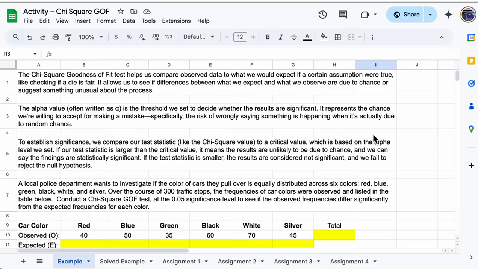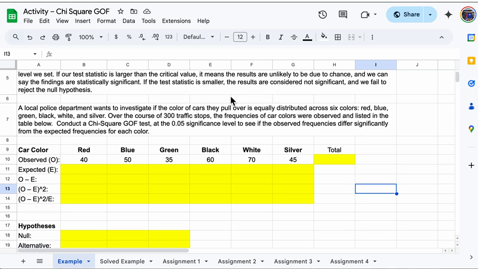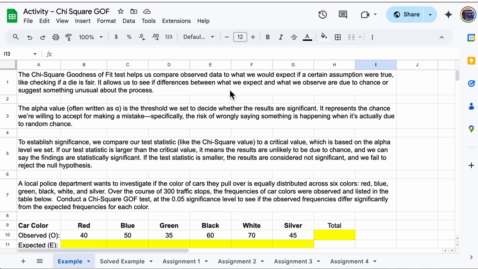So in this activity, the chi-square GOF, we're going to investigate the relationship between multiple different categories and whether they're evenly distributed or follow some predetermined population distribution. I'll get into the example in a second, but what we look for are the relationships between the actual outcomes, the observed outcomes, and what we expected to happen.